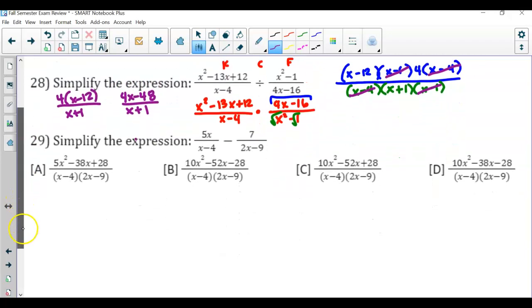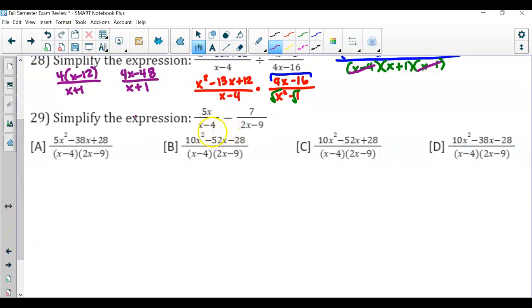Then in question 29, notice how we're subtracting, and when subtracting rational expressions, or subtracting fractions, you have to have the same denominator. Well, nothing can be factored. They have nothing in common. So that common denominator needs to be x minus 4 times 2x minus 9, where we just multiply them to each other. Which means if the first has x minus 4, we need to multiply 5x by 2x minus 9 here. Then 7, we need to multiply by x minus 4. Then remember, we are subtracting.